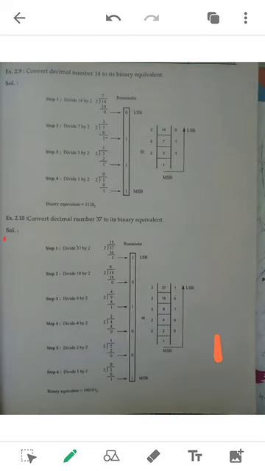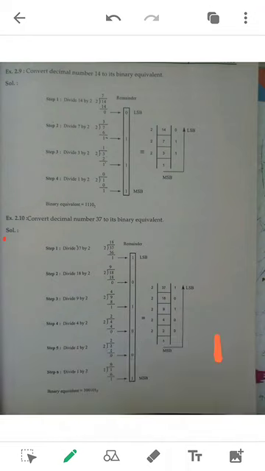Okay, dear friends, last lecture we discussed how to convert a decimal number to its binary equivalent. Let us see one more example to convert the decimal number 37 to its binary equivalent.